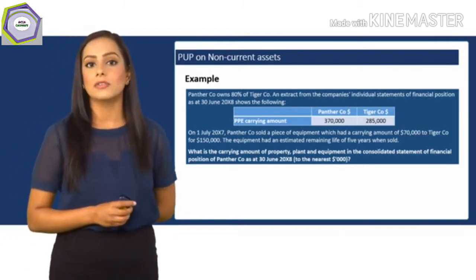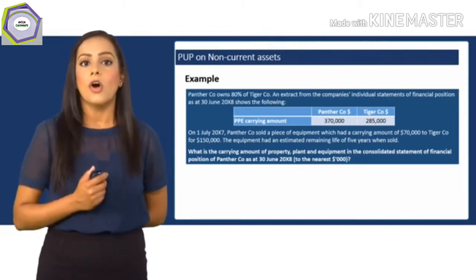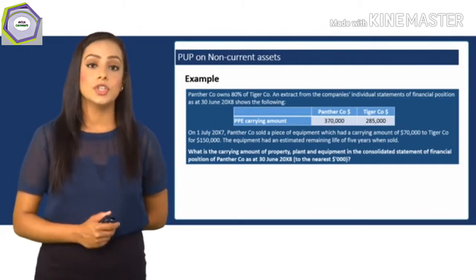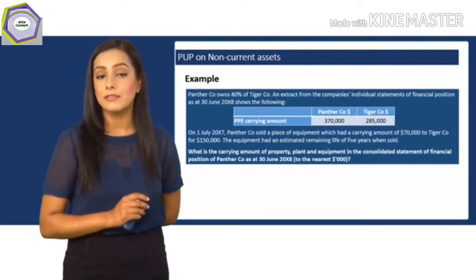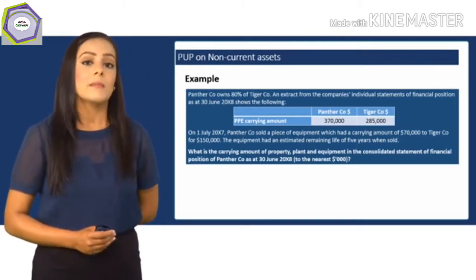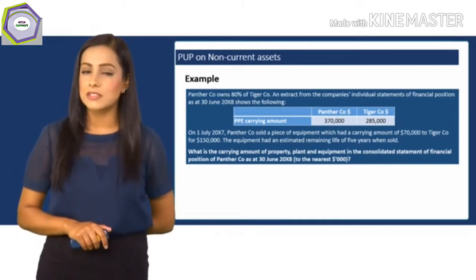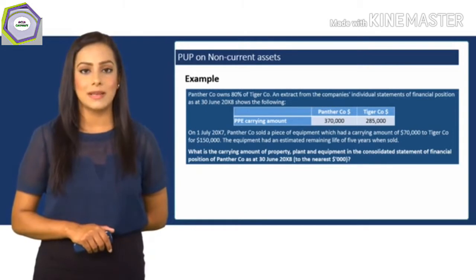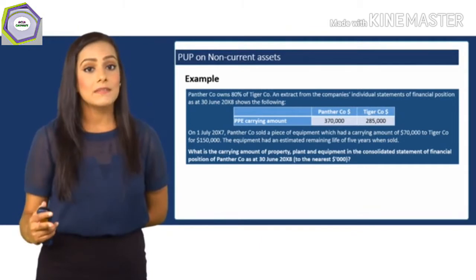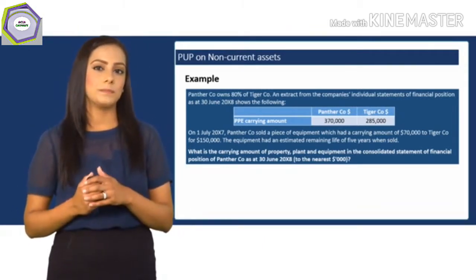What is the carrying amount of property, plant and equipment in the consolidated statement of financial position of Panther at June 18? Now on the balance sheet, what you would do is take 100% of the parent's PPE and add it to 100% of the subsidiary's PPE. But then, since the parent sold a non-current asset to the subsidiary at a profit, there could be a PUP implication in this matter. So the PUP is calculated by taking the net book value from the parent's perspective and comparing it to the net book value from the subsidiary's perspective.